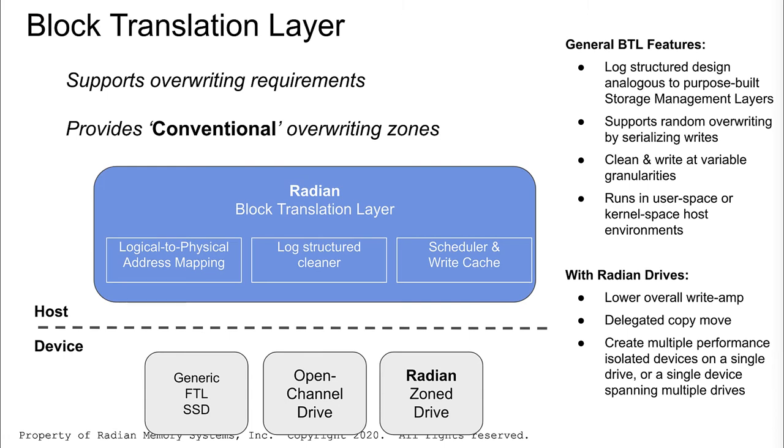The Radian block translation layer is designed to improve the alignment between application workloads and underlying flash media. With the BTL, we can build conventional overwriting block devices or other non-overwriting zoned devices out of a variety of target drives, from standard FTL SSDs to Radian zoned drives. The BTL's log-structured design serializes writes through a logical to physical address mapping and has an associated cleaner that performs garbage collection to create contiguous free space. It also contains an integrated scheduler and a write cache.